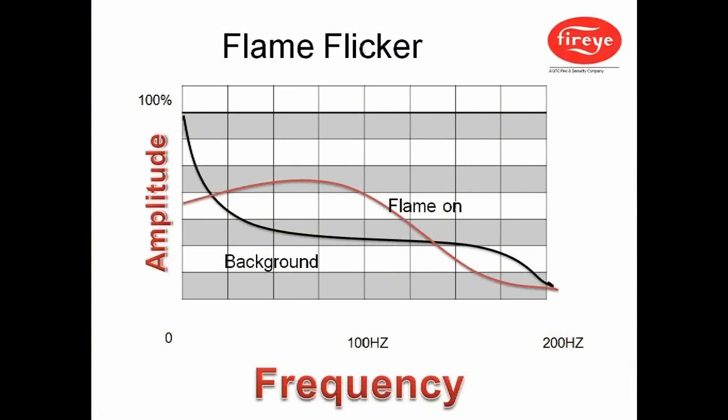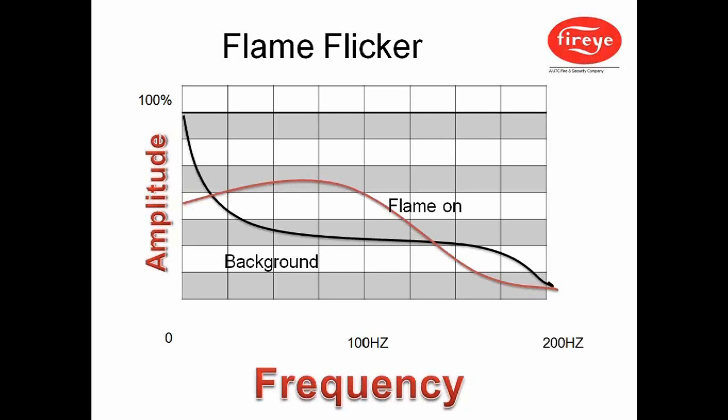If we remember that we're going from highest to lowest flicker frequency, but lowest to highest amplitude, we get a graph that looks something like this. Here's our background flame, which is going to have high amplitude at lower frequencies, and then lower amplitude at higher frequencies.